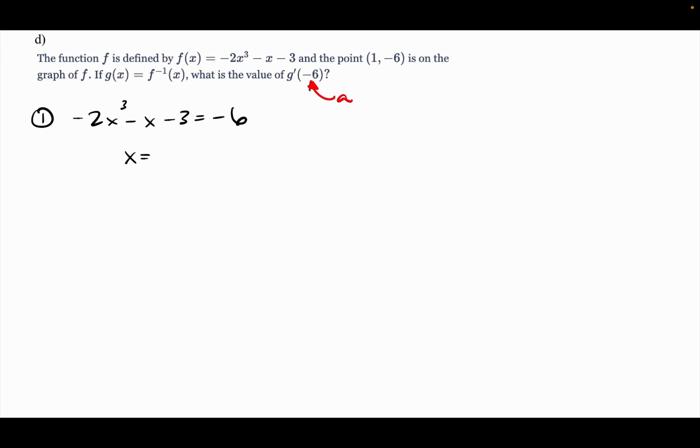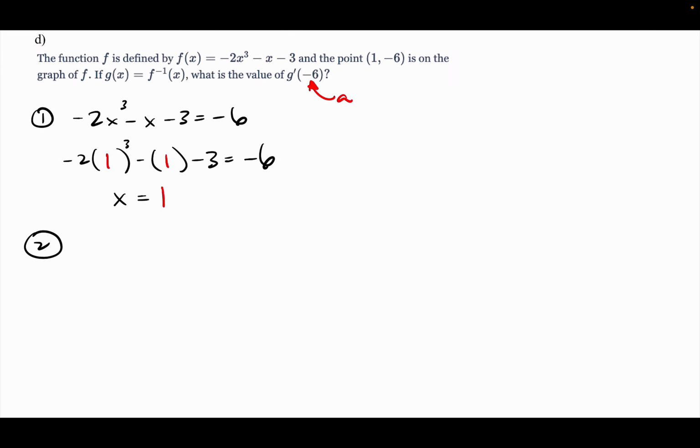Mental math. It's going to be positive 1, yeah, because if I put in positive 1 here and here, it gives me negative 6. So x equals positive 1. Step 2. What was step 2?